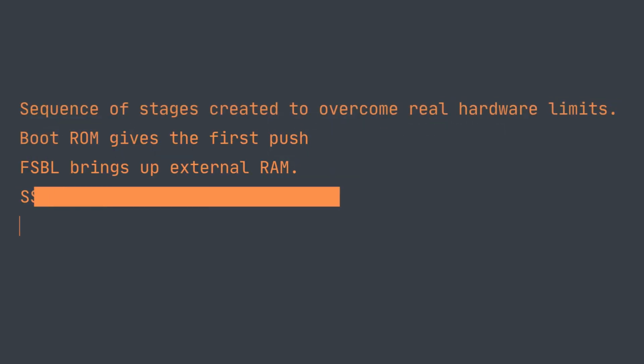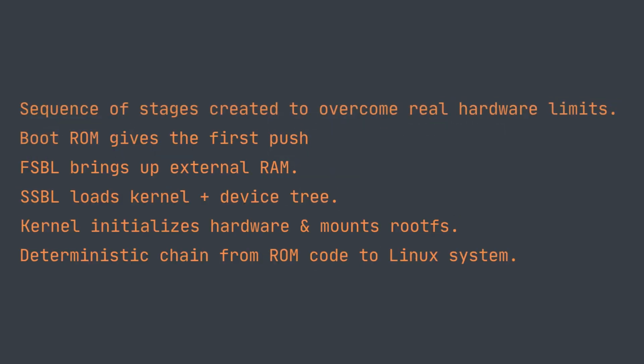In short, the Linux boot process is a sequence of stages, each created to work around real hardware limits. The boot ROM gives the system its first push, the first stage bootloader brings up the external RAM, and the second stage bootloader loads the kernel and device tree. The kernel then initializes the hardware and mounts the root file system. Each stage hands control to the next, forming a reliable chain from raw silicon to a running Linux system.